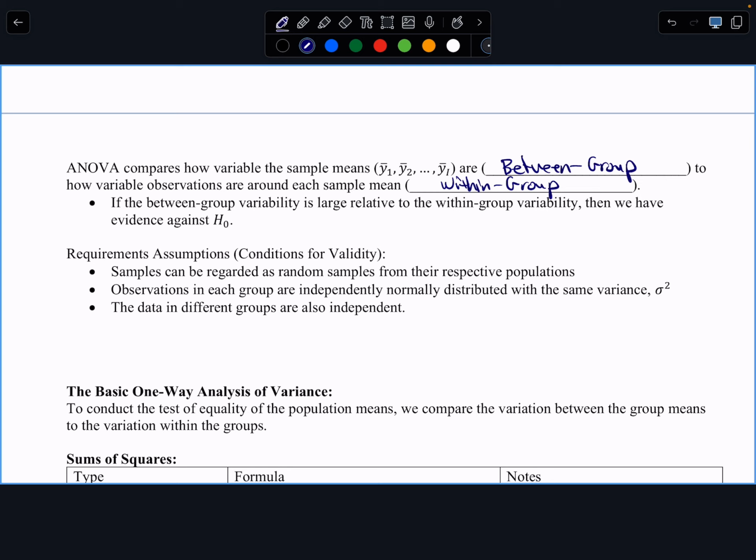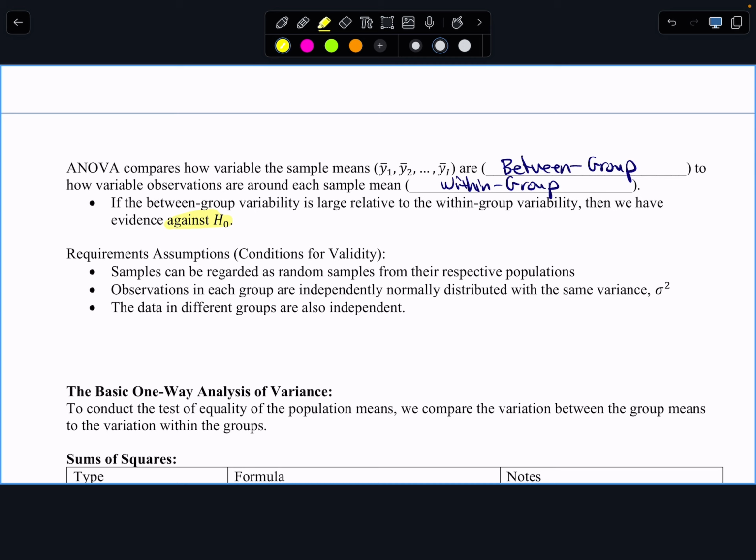And basically, we get strong evidence against the null hypothesis when our between group variability is much greater than our within group variability. That gives us the most evidence against our null hypothesis: between group being much greater relative to the within group variability.